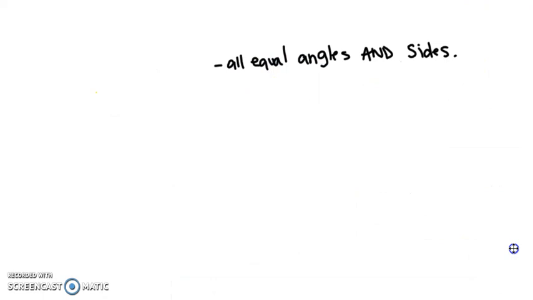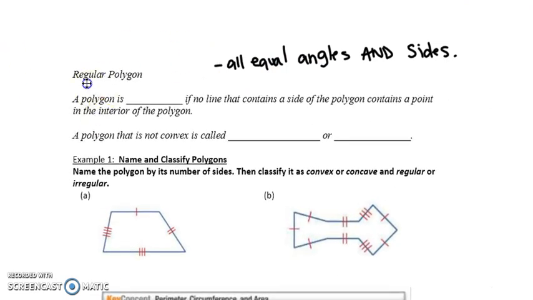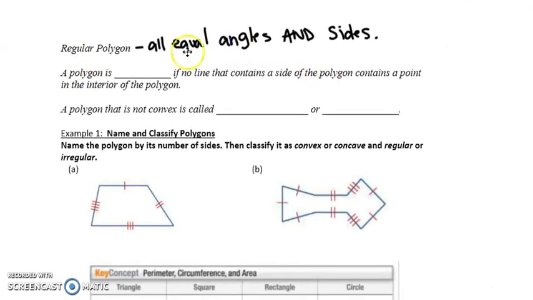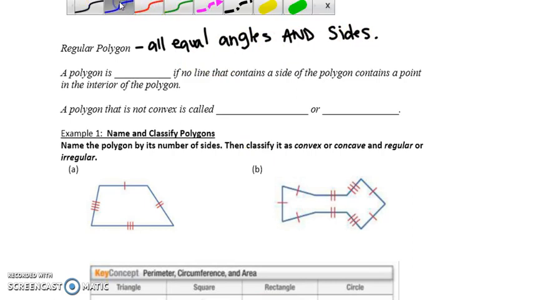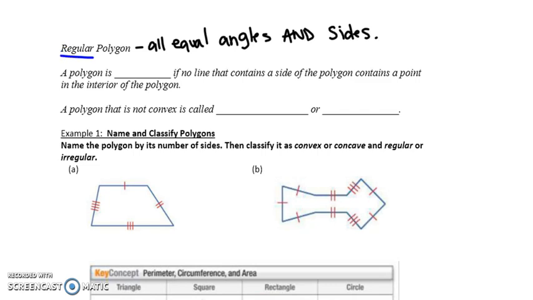What's considered regular is when it has all equal angles and sides. So it's pretty perfect: all those angles are equal, all those sides are equal. That is a regular polygon. If it's not regular, it's going to be irregular.